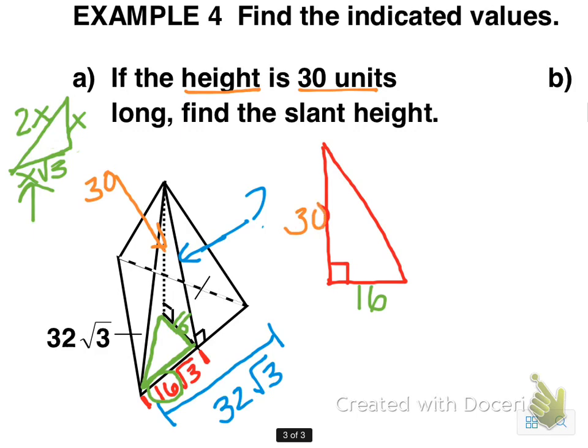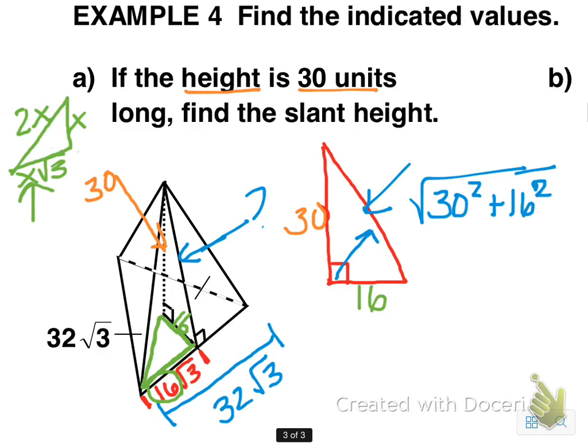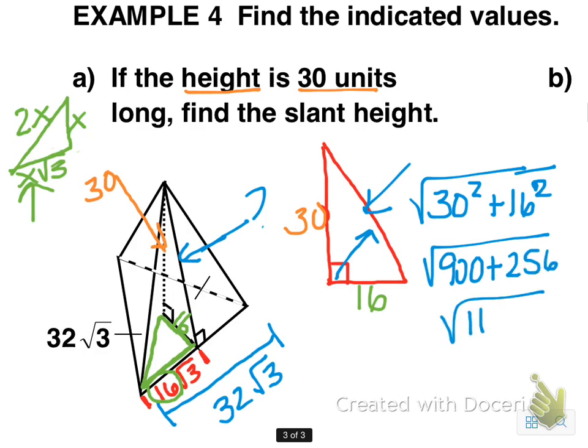And so our job is to find the slant height. Since we have a right triangle and we're missing the hypotenuse, aka the slant height, we're going to be adding these in the calculator. So 30 squared plus 16 squared, and we take the square root of that, which is really 900 plus 256. Gives us a value of 34 units, which is the length of the slant height.